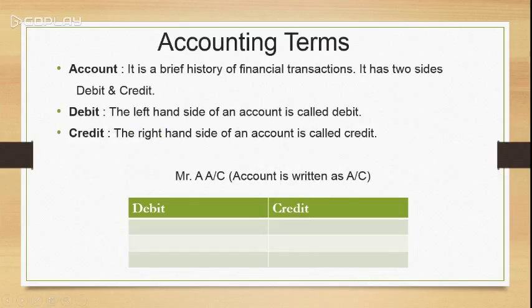Now let us look at some of the accounting terms. Now first, what is an account? Account is a brief history of financial transactions. It is a statement where we record all the financial transactions that happen in our business. You can see here I have given an example of how an account looks like. Account has two sides. One side is debit and the other is credit. Debit side means the left hand side of account and credit means the right hand side.